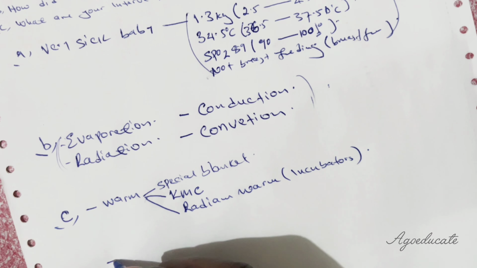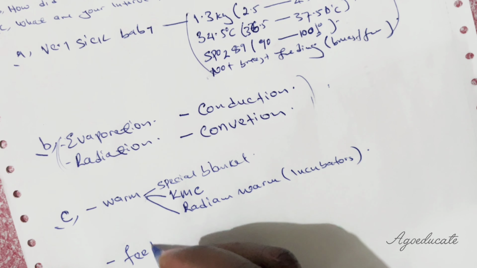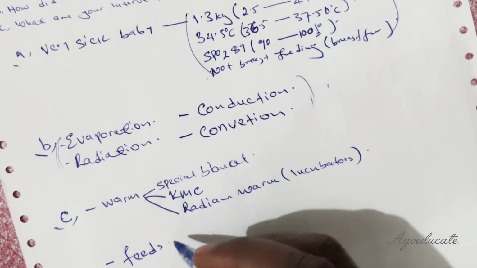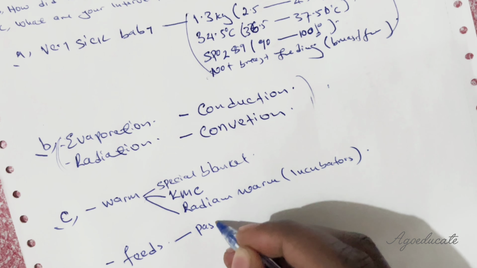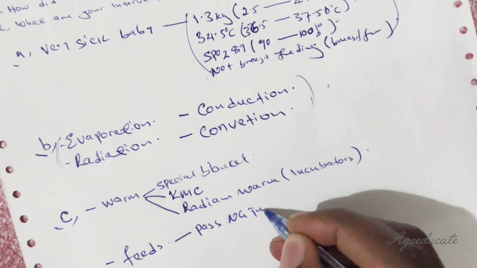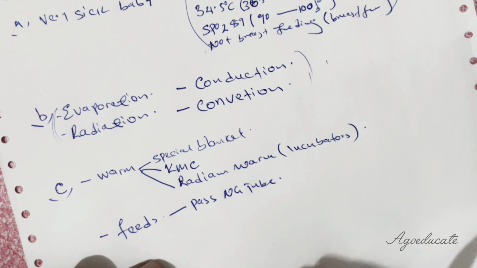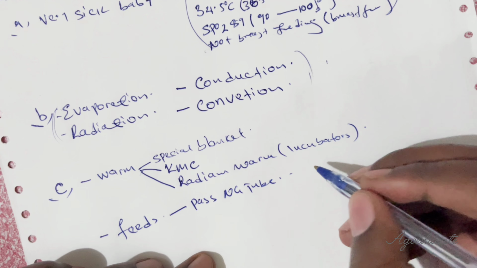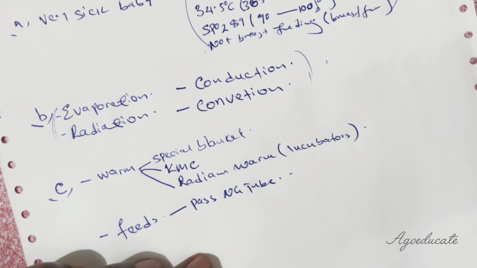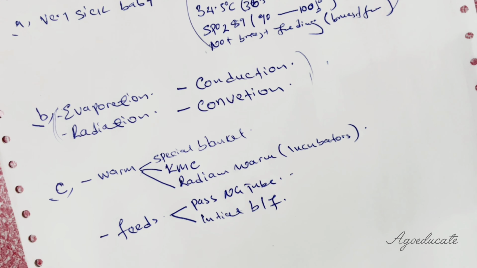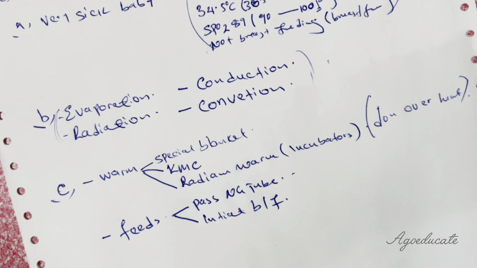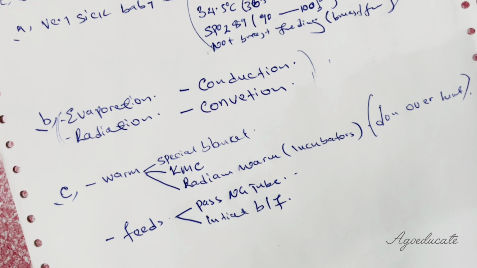Then number 2, we are going to feed this baby. How are we going to feed this baby? We are going to pass an NG tube. When we have passed the NG tube, we calculate the meals and give to the baby. Meanwhile, we monitor the tolerance. So take caution, don't overheat the baby, because the radiant warmer or incubator, if there is an error, can burn the baby's skin. So take care of it.